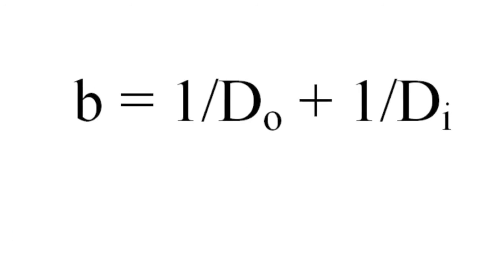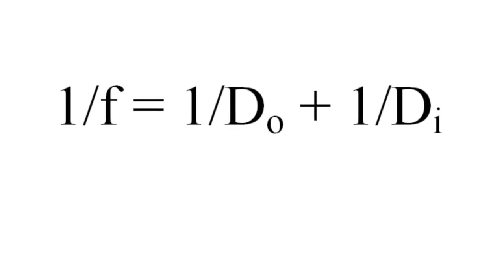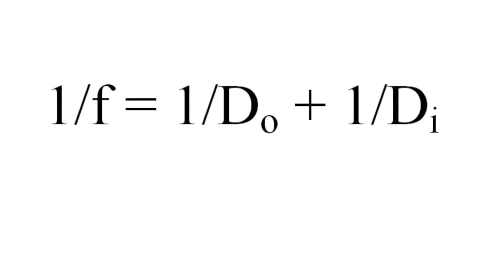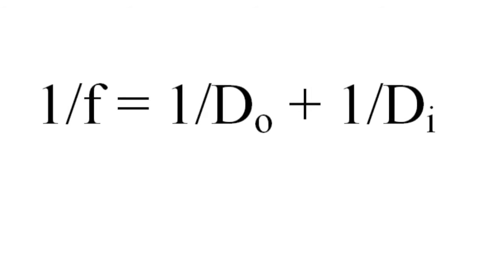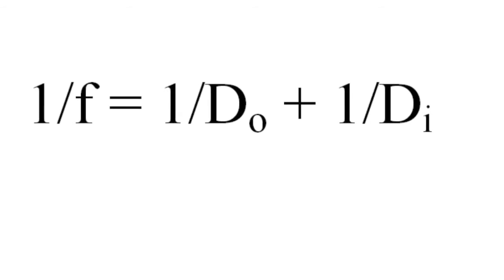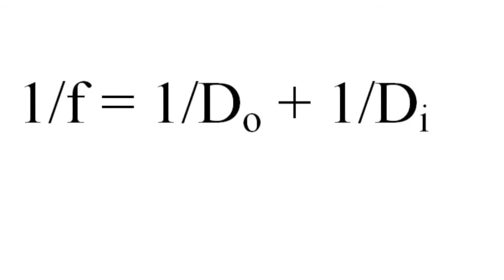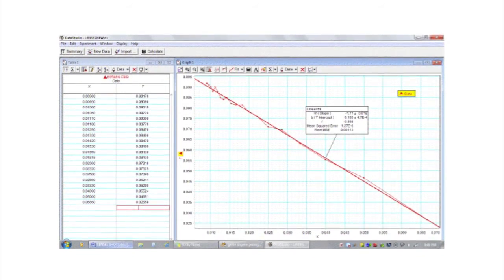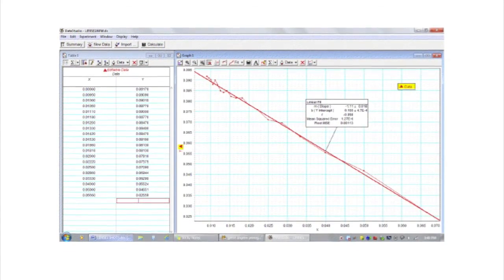All you have to do now is substitute the variables in the graph for the equation. X is equal to DO and y is equal to DI, which leaves b to equal f. The equation should now state the inverse of f is equal to the inverse of DO plus the inverse of DI. So the final equation is 1 over f equals 1 over DO plus 1 over DI. We basically got this by finding the relationships from the graph.